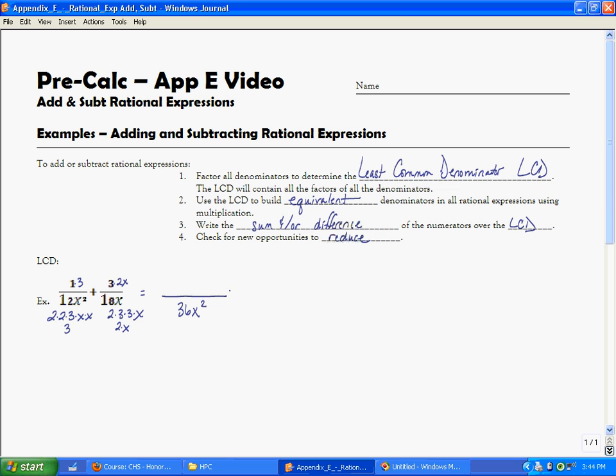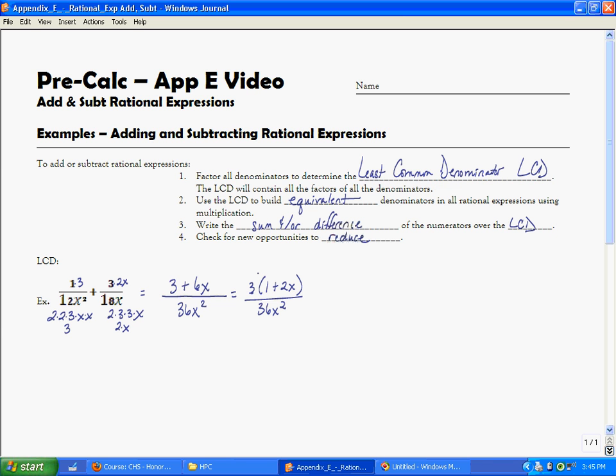Since that is the common denominator, you go straight across the top. The numerator is 3 plus 6x. Last step is to check to see if you can reduce more. There's a common factor of 3 in the numerator. If you take that out, you're left with 1 plus 2x. The denominator is still 36x squared.